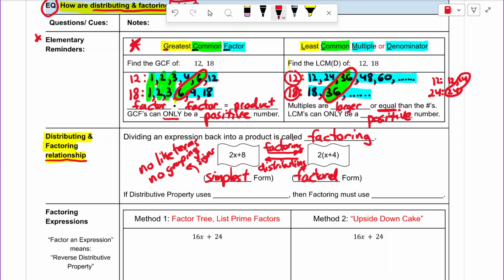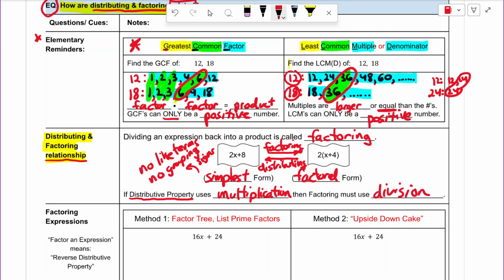If the distributive property uses blank, then factoring must use blank. So what did we learn about the distributive property? We wrote it in the summary last time. We said that the distributive property uses multiplication. So if the distributive property is using multiplication, what do you think factoring must be using then? Must use division. Okay, so now we know the relationship back and forth between factoring and distributing.